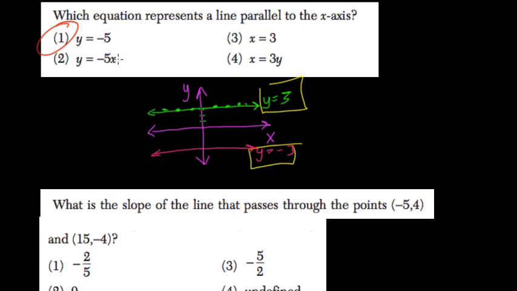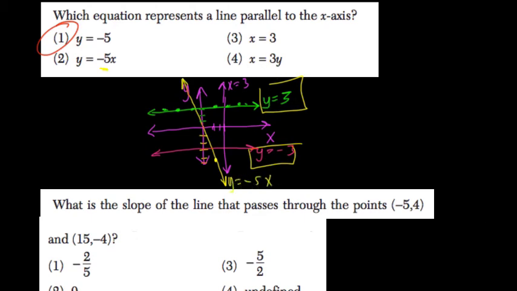All these other lines here are not parallel to the x-axis. Let's just take a look. If x equals 3, 1, 2, 3, that's a vertical line, right? That would be x equals 3. If y equals negative 5x, that would be a line with a negative slope. So down 5, slope is negative 5, down 5, 1, 2, 3, 4, 5, and going through the origin would be this steep line here, y equals negative 5x.